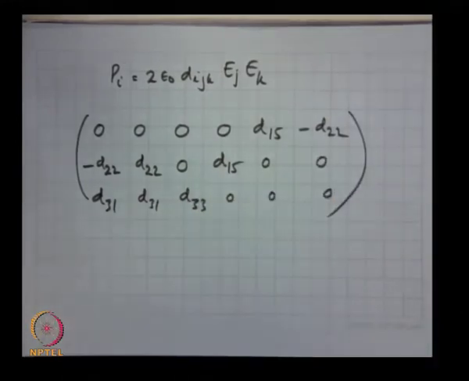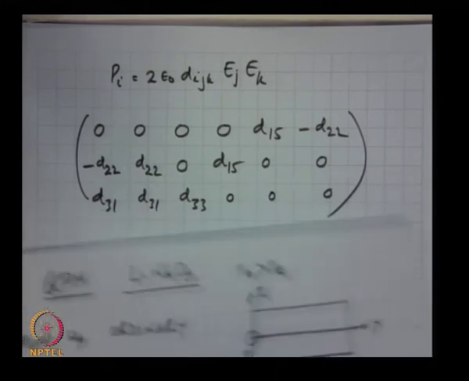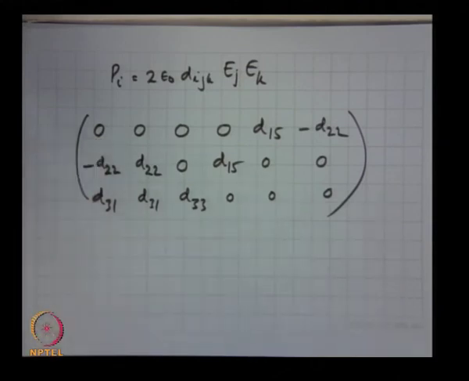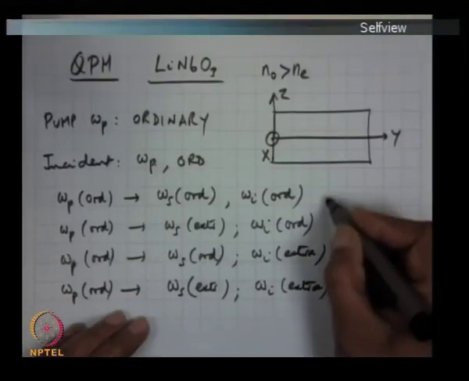Let me just verify, I hope I'm not making a mistake. Yeah, that's fine. Can the first process take place? D111 is D11. These last two ones are contracted to a single one. So D111 is actually D11, and that is 0. So this cannot take place.